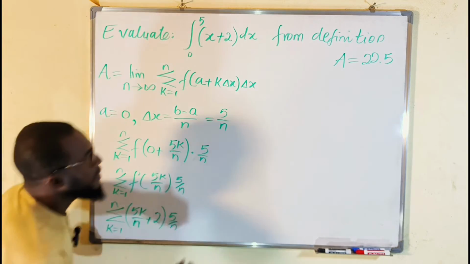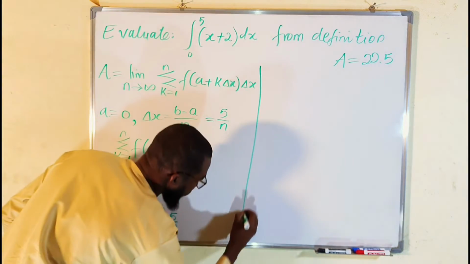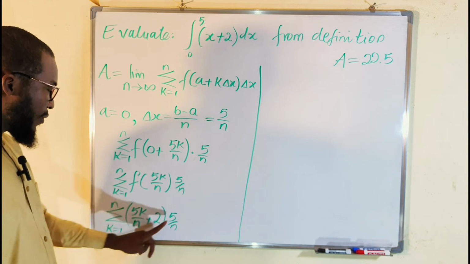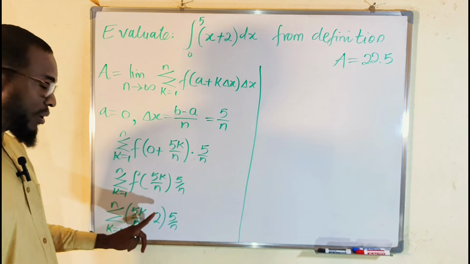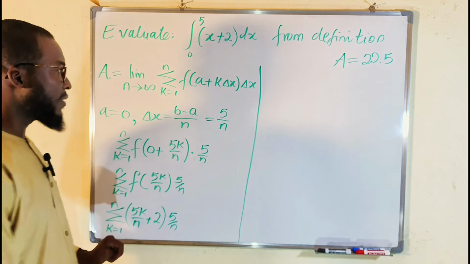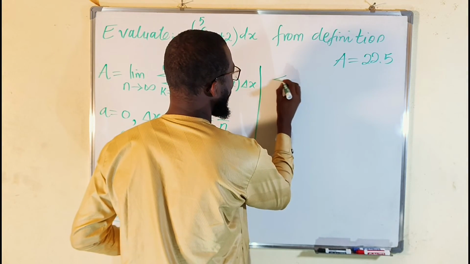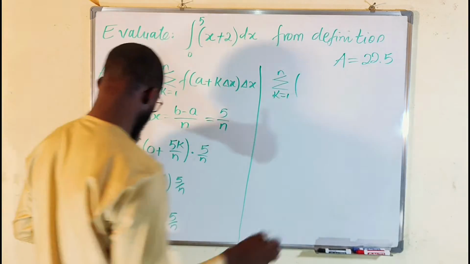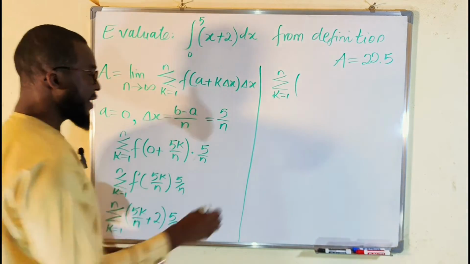So now let us simplify this from the other side. We take this, we distribute inside here. We have 5 times 5k, that is 25k, divided by n times n, which is n squared. And this is the summation as k begins with 1 and stops at n of 25k divided by n squared.